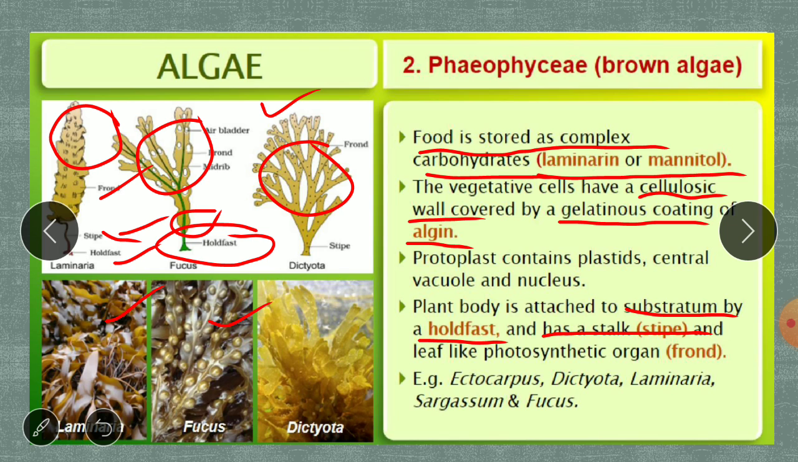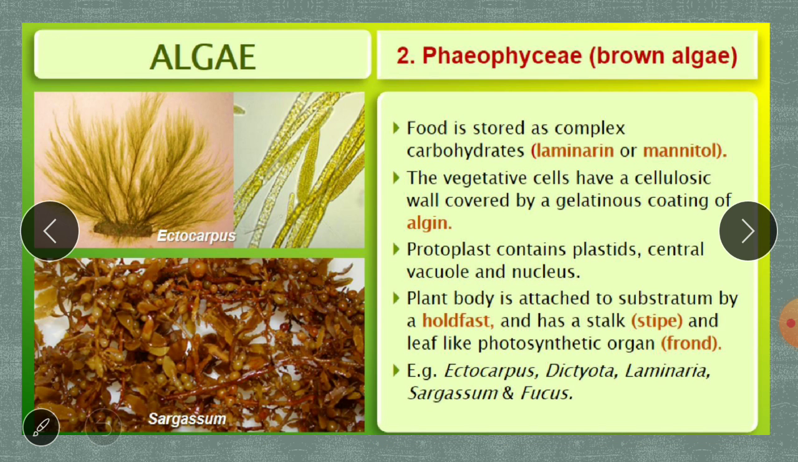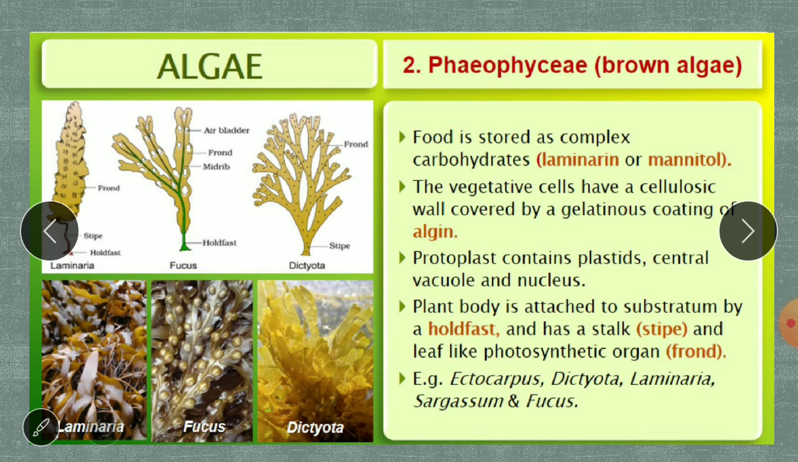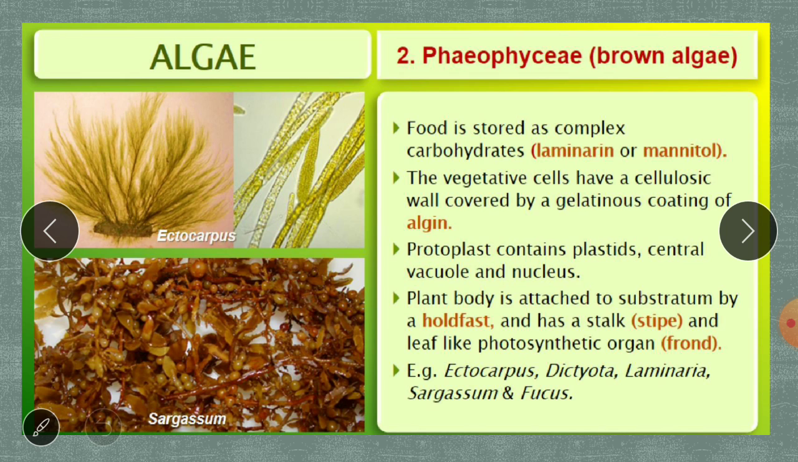Then coming to the examples of brown algae: Ectocarpus, Dictyota, Laminaria, Sargassum and Fucus. These are the examples of brown algae. So you can see the diagrams over here. This is Ectocarpus, this is Sargassum, and in the last you could see Laminaria, Fucus, and Dictyota, how they are appearing.